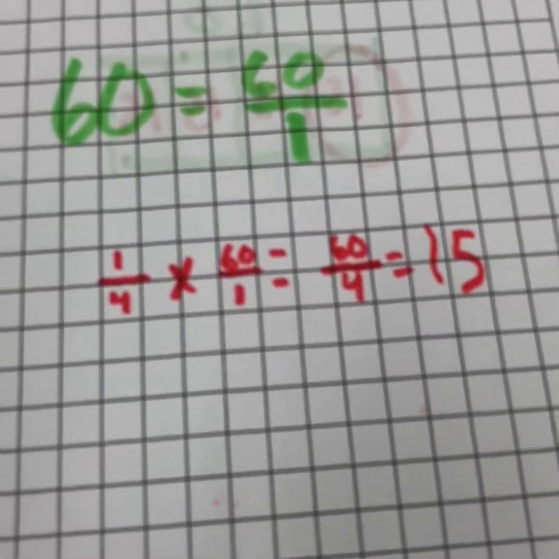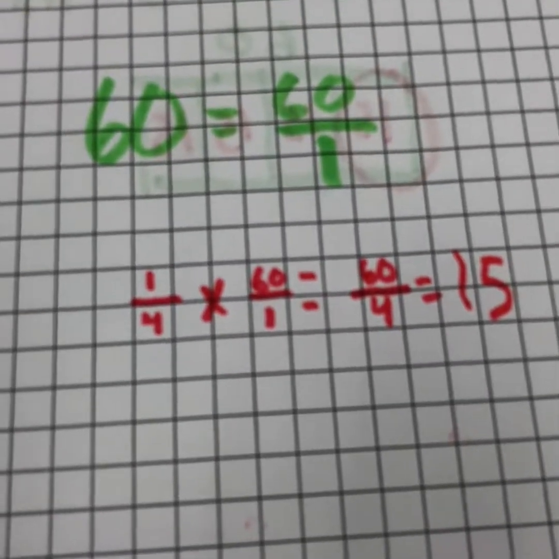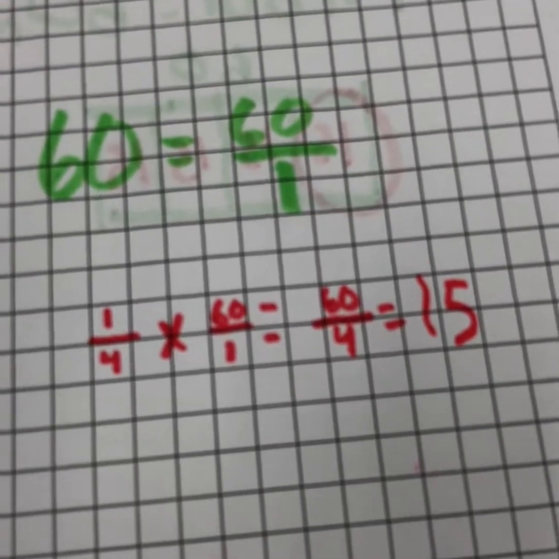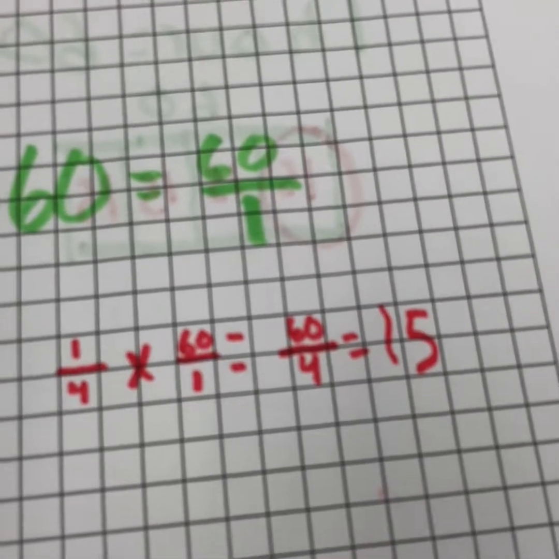Now, I could do the skip counting method, but counting 1/4 60 times seems like a lot to count, so I probably won't do the skip counting method.